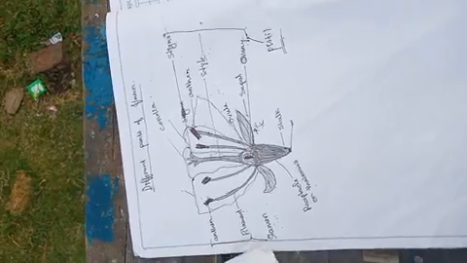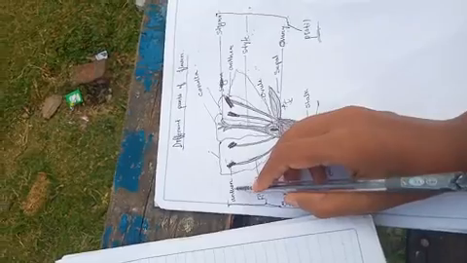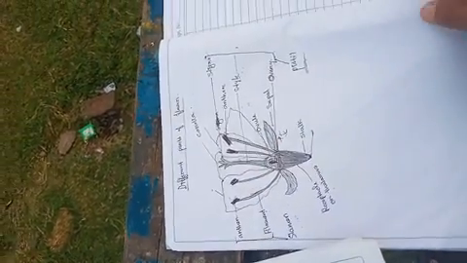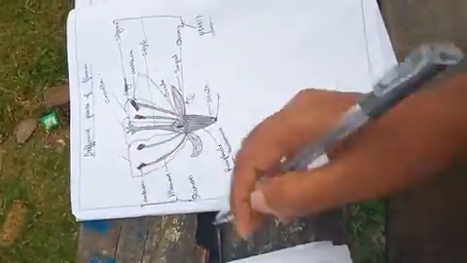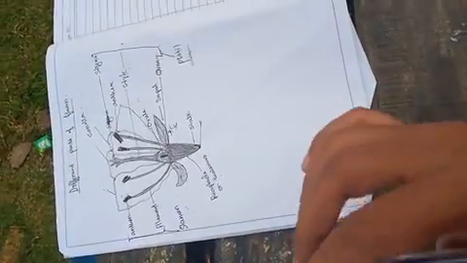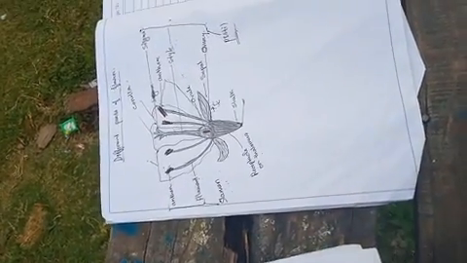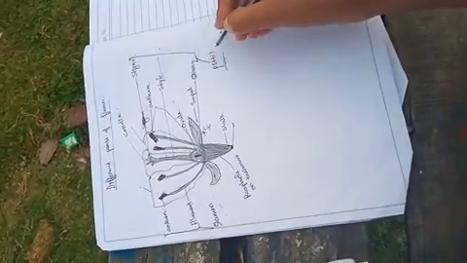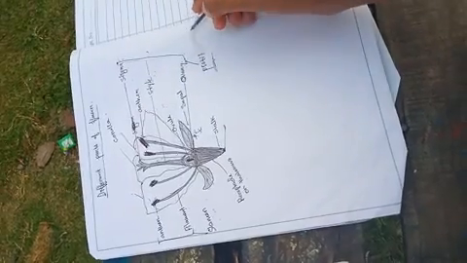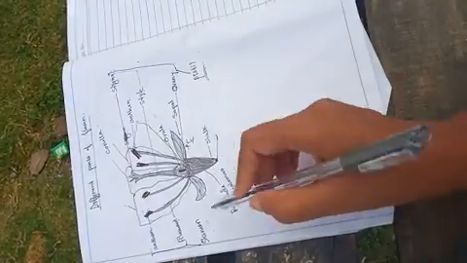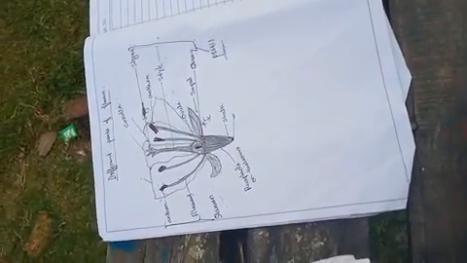And at last there is something else. All the stamens, that is the male reproductive parts, together are known as the androecium, and all the female parts together are known as the gynoecium.